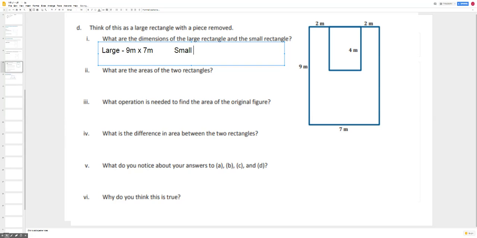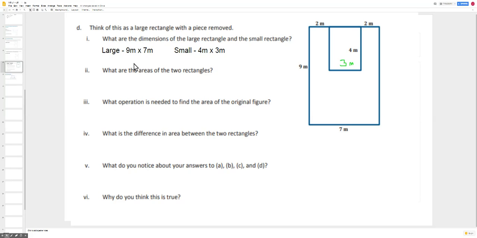And the small rectangle is, of course, the 4 up and down. Remember, we learned this from the last one. If this is 7, we have to take away the 2 and the 2. So we said 4. And this right here would be 3 meters. So this is a 4 by 3 rectangle. Let's put 4 meters by 3 meters. And of course, the multiplication means the by portion.